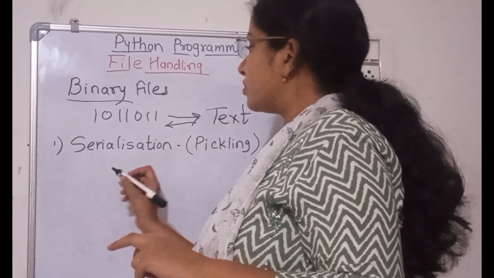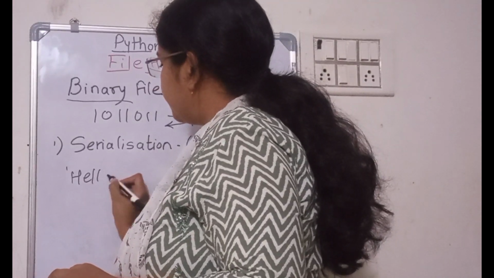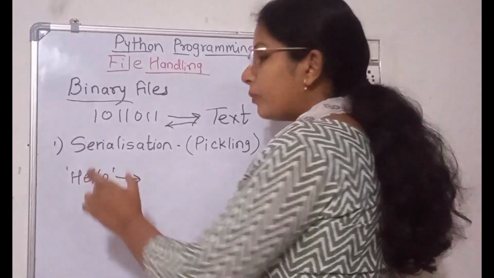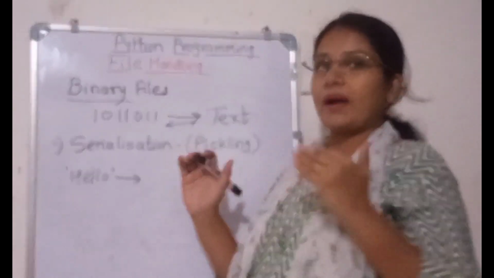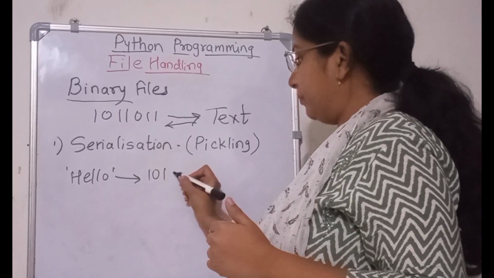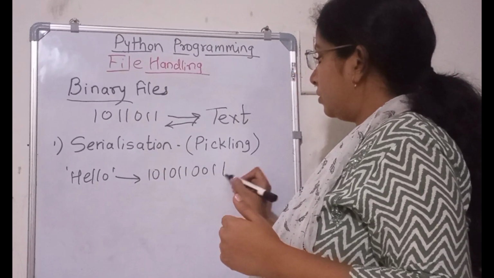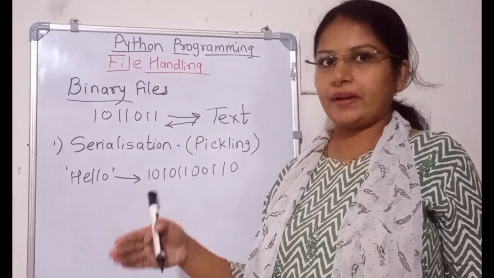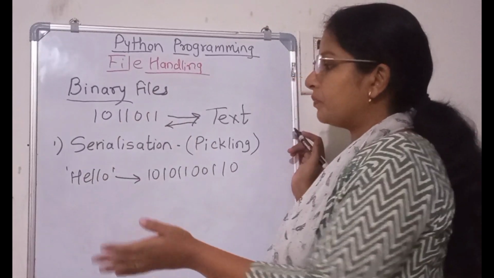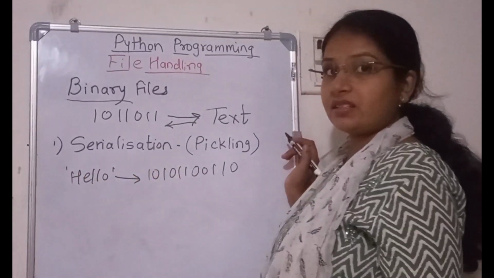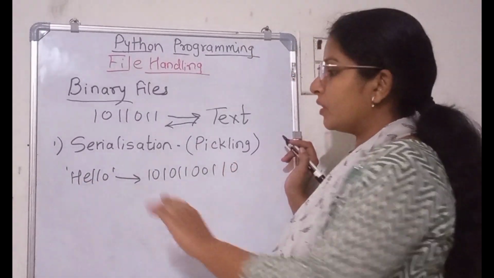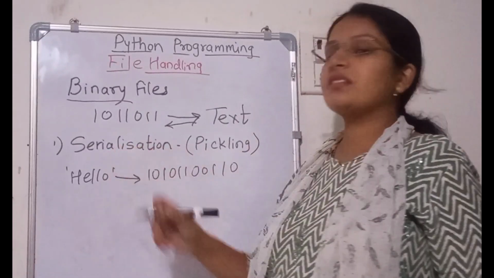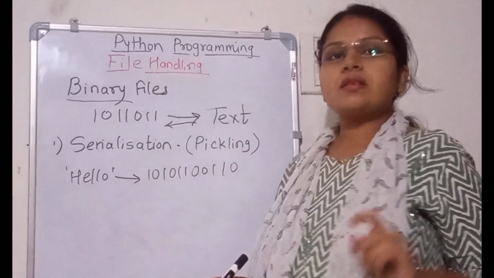So if there is text, suppose my text is hello. This is my string. And this normal text, when I am going to convert into binary data, then the text might look like this, or use any special symbols which are used in the binary file. So what we have done is, we converted the normal text hello into binary. This is the normal text and this is the serial data. So this process is called serialization, meaning pickling.